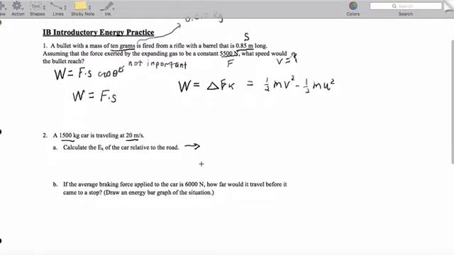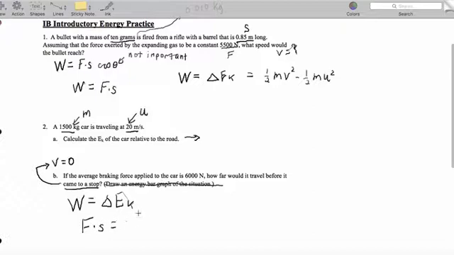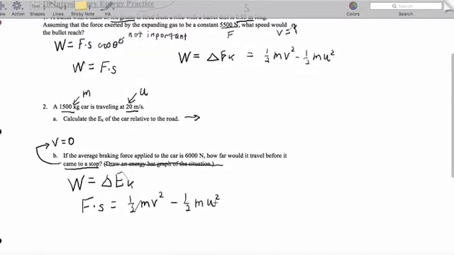So let's not draw an energy bar graph of the situation. Let's instead do the following. So again, work is the change in kinetic energy. And we know the car comes to a stop. So that means V is 0. We've got an M. And we know that this is U, the initial speed. So we know the work done, the force times the displacement, once again, is 1/2 mv squared minus 1/2 mu squared. And I do want to see you try to set that up.